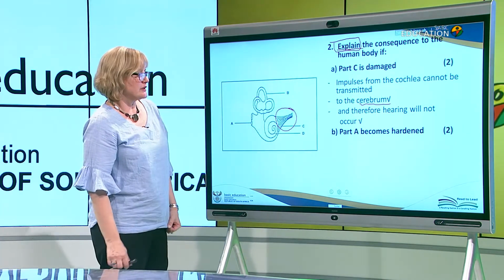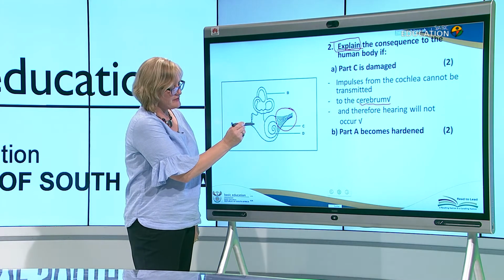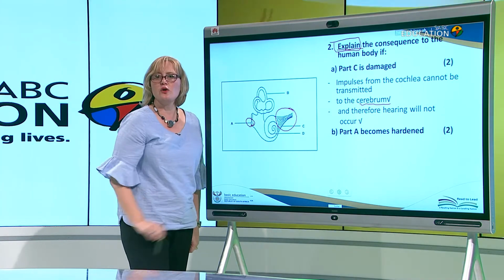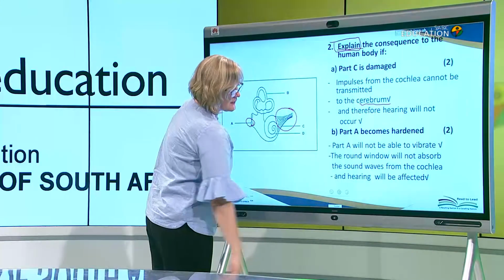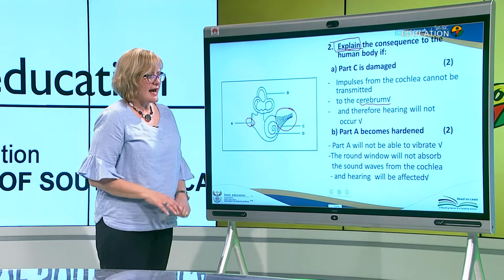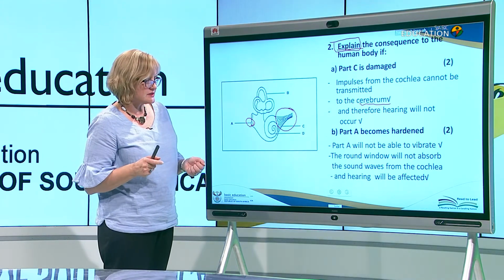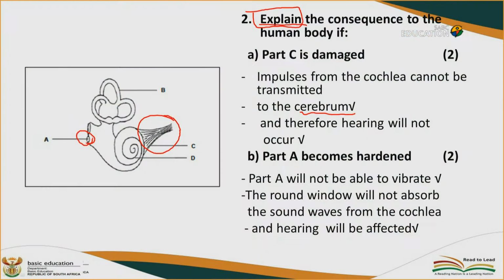Part A becomes hardened. Where is part A? They love this little round thingy here at the bottom, the round window. If that round window becomes hardened, now this is a little membrane, it's hardened. Will it be able to do this? No, it's hardened. It will not be able to vibrate, and it will not absorb the sound waves, and hearing will be affected. Or you can say echoes will be formed, sound will be distorted. Okay. So those are difficult questions, but actually if we look at it, it's not so difficult.